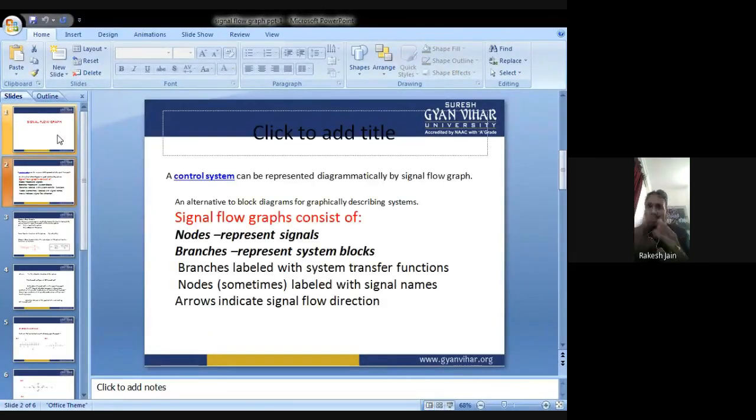Actually a signal flow graph, as I told you, is an alternative to block diagram representation for graphic, and actually any system when represented by a graphical approach is known as a signal flow graph. A control system can be represented diagrammatically, graphically by signal flow graphs. Actually in signal flow graphs there are certain things it consists of. The things are nodes and branches: branches represent the system blocks, and nodes represent the signals. A branch is labeled with the system transfer function, nodes are labeled with signal names, and arrows indicate the signal flow directions.